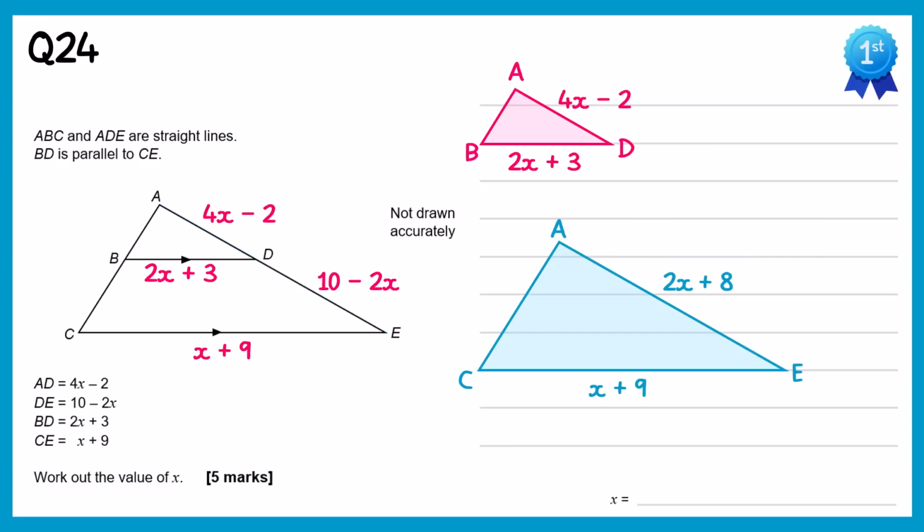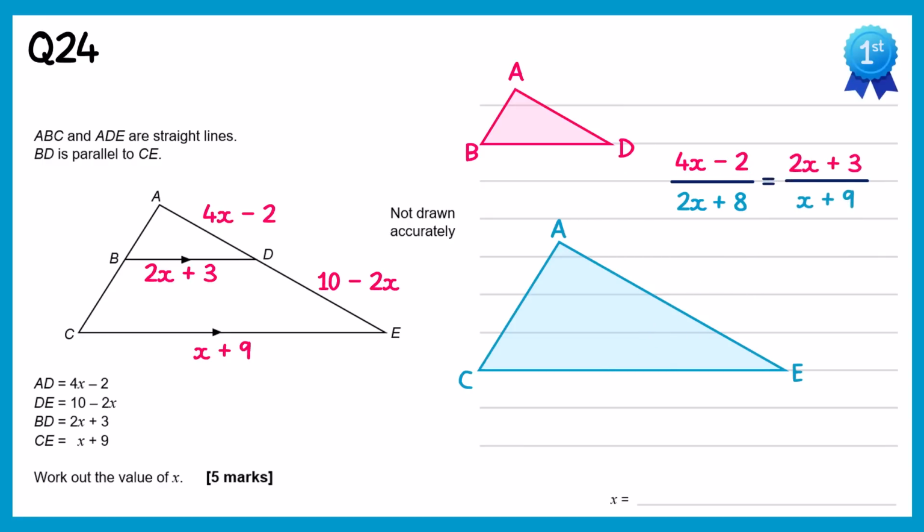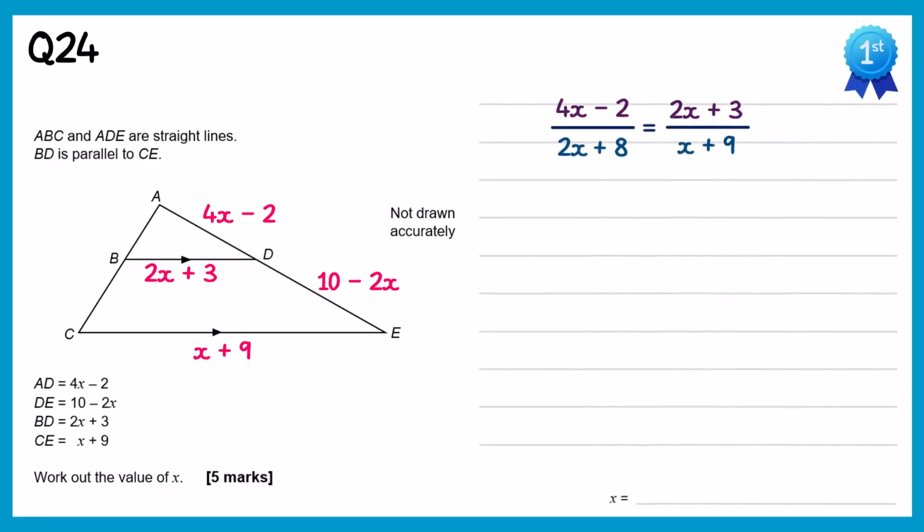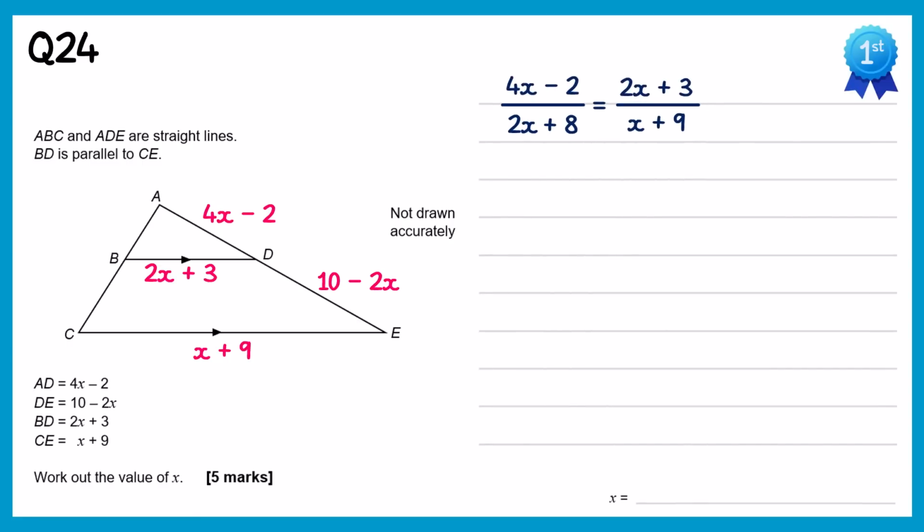Due to the way this diagram has been drawn with the parallel lines, we know that triangle ABD and triangle ACE are similar triangles. This means if we divide their corresponding lengths, they must be equal. So if we take AD and AE and divide those, this must give us the same result as if we took BD and CE and divided those. So we end up with this equation here, which we can solve to find the value of x.